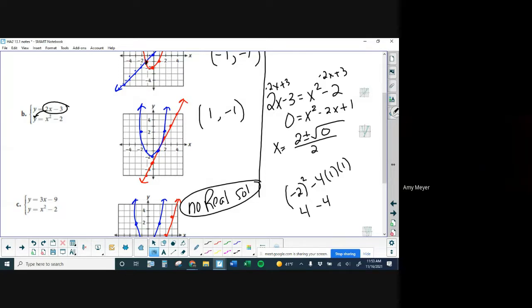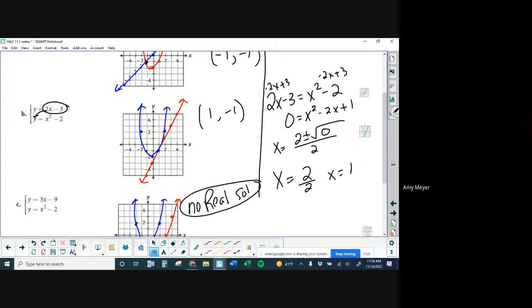Did you anticipate that? Because how many solutions are there? 1. The only way to get one solution with a plus or minus, because plus or minus always is two different answers, except for 0. Positive 0, negative 0 is the same thing. So this turns out to be 2 plus or minus 0 over 2, which is 1.